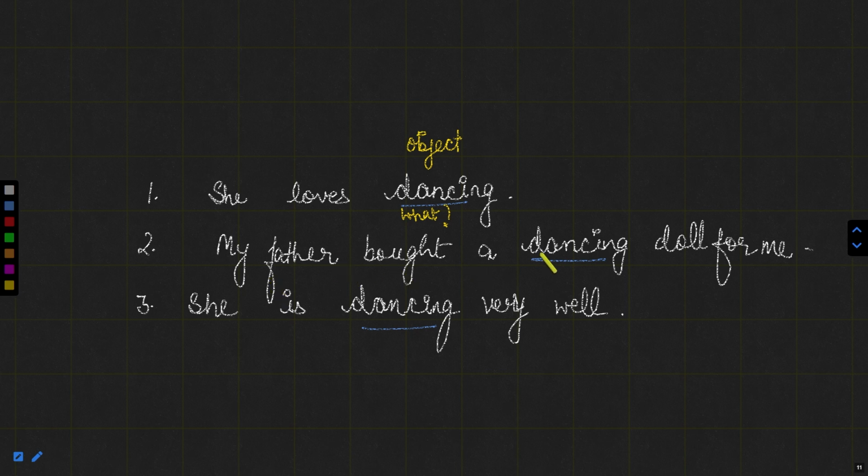My father bought a dancing doll. Now, my father bought what? What did he buy? He bought a dancing doll. So, doll is an object. But what kind of doll it is? Dancing. It means a doll which has the structure of a dancing statue, or maybe the shape of the doll, or the doll is doing some step of dancing. So dancing is here qualifying the word doll. So this is stating the quality of the doll. So it is behaving like an adjective, it is being used as an adjective over here.